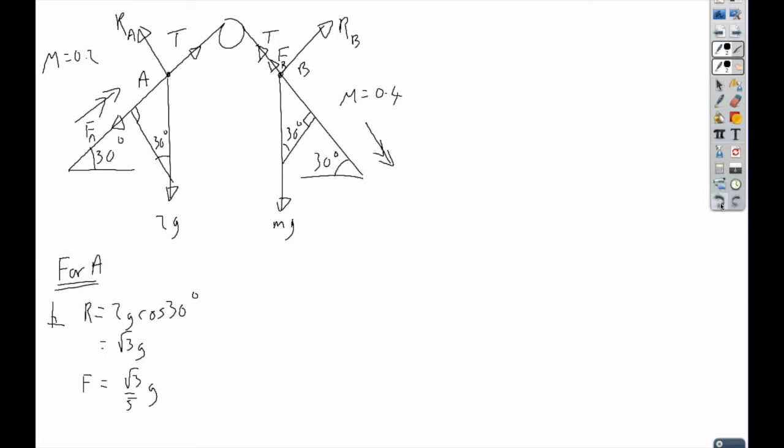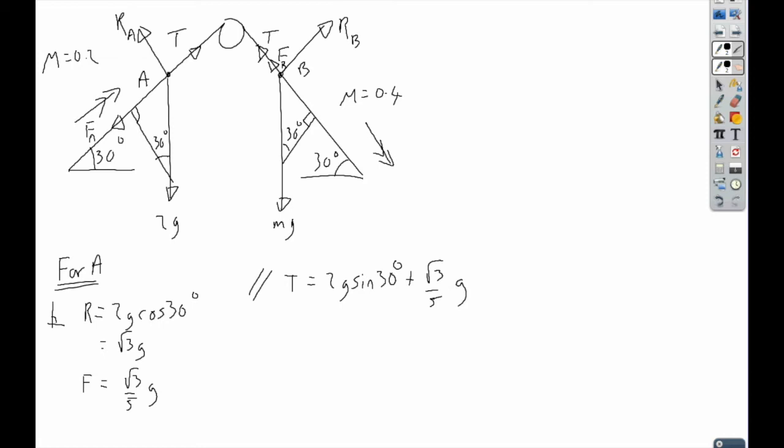Okay. Well, what else is going on? Well, we're going to have to resolve parallel to the slope as well. So let's just do that. So parallel to the slope, we're going to have T is equal to 2g sine 30 degrees plus root 3 over 5g. Why is that?